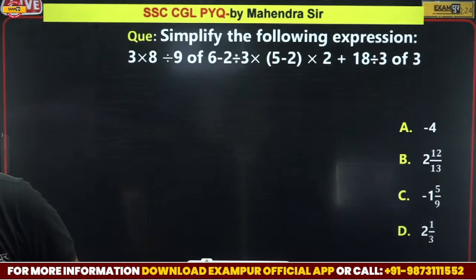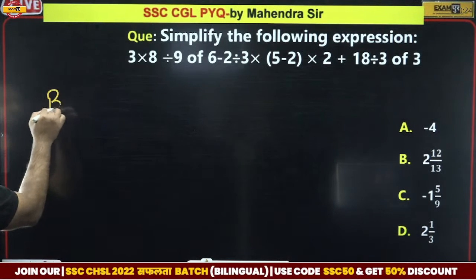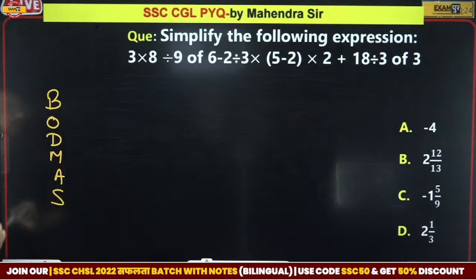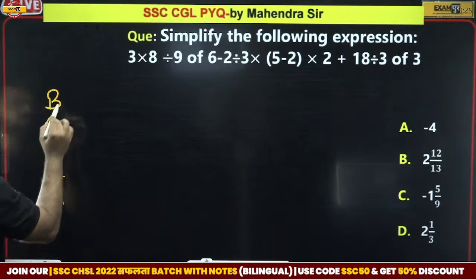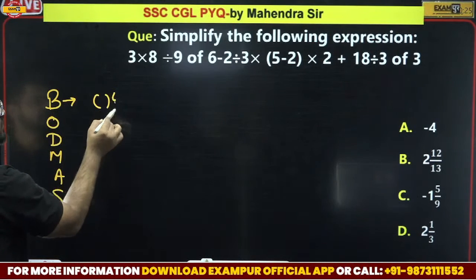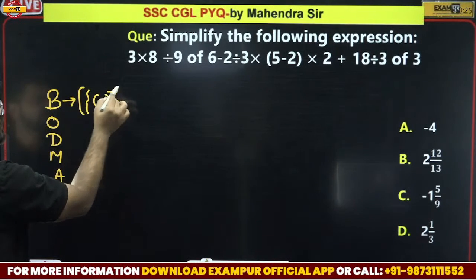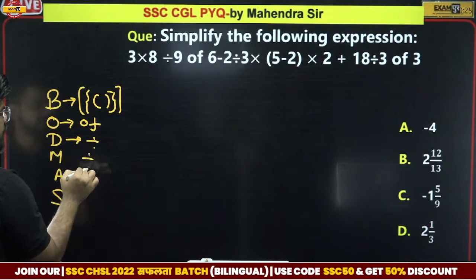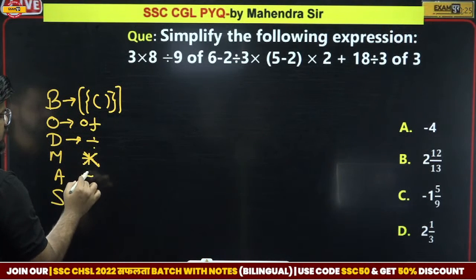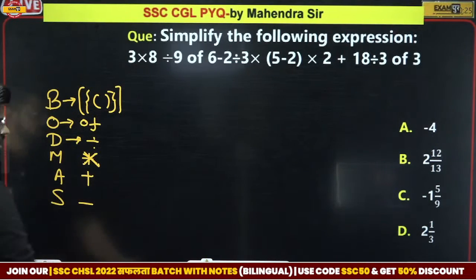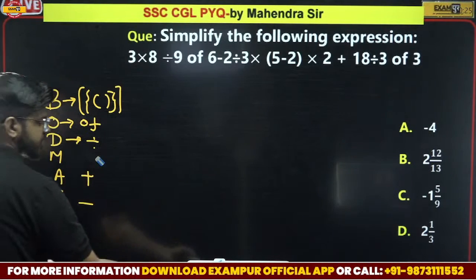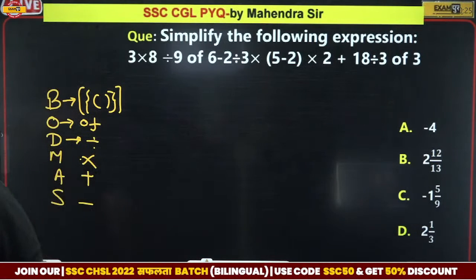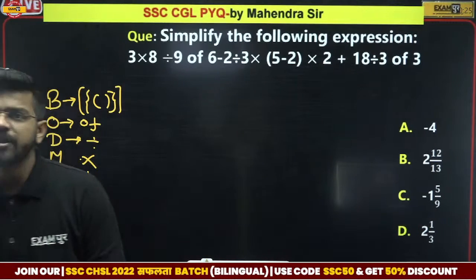Simplification is just based on BODMAS. You should know BODMAS. If you know that, you can easily solve this question. B means bracket. So first we have to solve these brackets, and then we have to solve off, then divide, multiplication, plus, minus. So this is what BODMAS is. Tell me the answer for this question. Let's see how many of you can crack this.